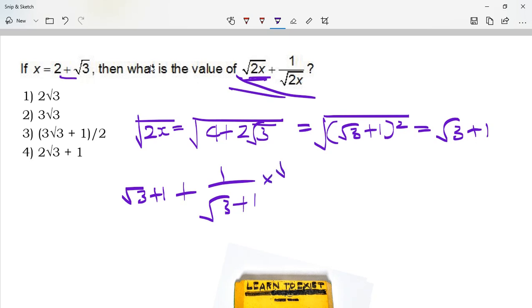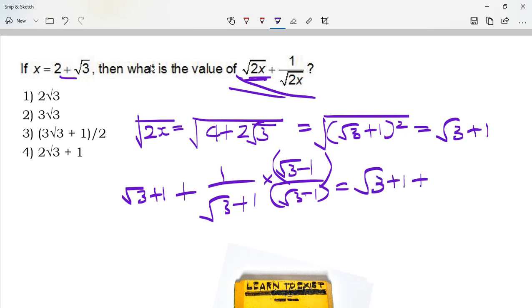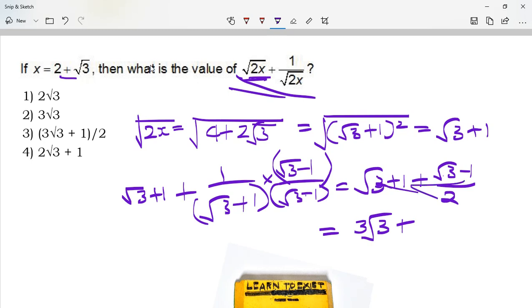We will just multiply with the conjugate, right? So what is left? Root 3 plus 1 plus, this will be root 3 minus 1 divided by a plus b into a minus b. A plus b into a minus b will be a square minus b square, 3 minus 1, 2. So this answer will be 2 root 3 plus root 3, 3 root 3 plus 2 into 1 minus 1, so will be 1 divided by the denominator 2. So the answer will be option 3.